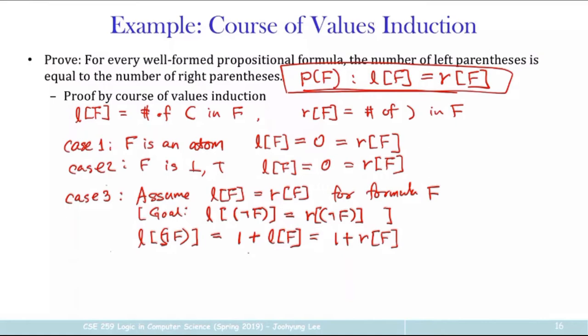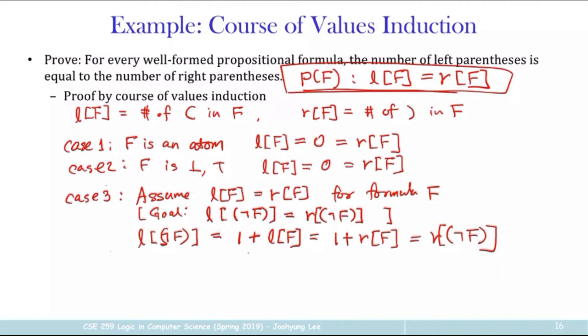It's because this number is the same as the number of right parentheses in here. Why? The same reasoning applies. How many right parentheses are in the whole string, parentheses, negation, F, closing parentheses? This one is not, but F may contain, say, N right parentheses, followed by another one. So 1 plus N, where N is the number of right parentheses in F. So this equality is true by definition. And this equality is true because of the induction hypothesis. Again, this is the definition of left parentheses.